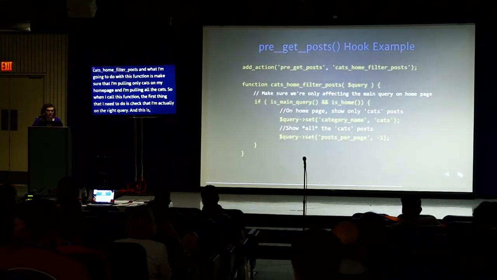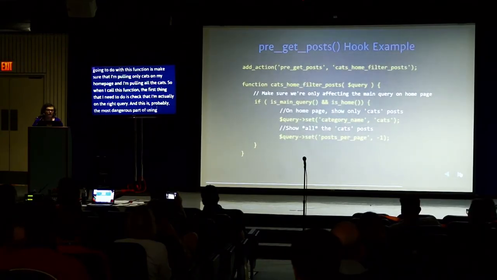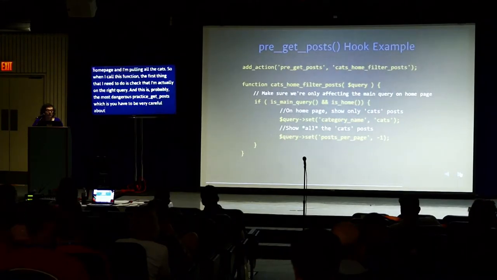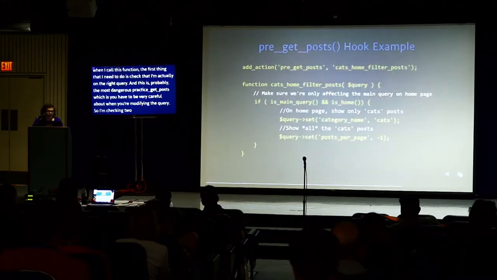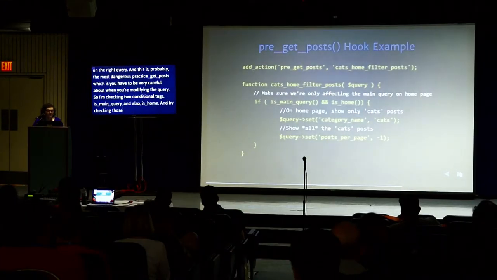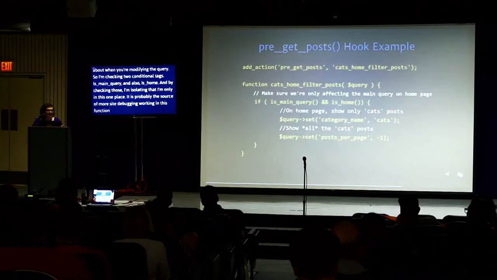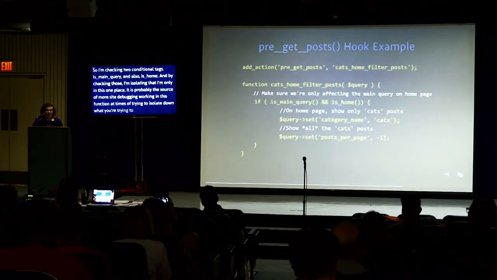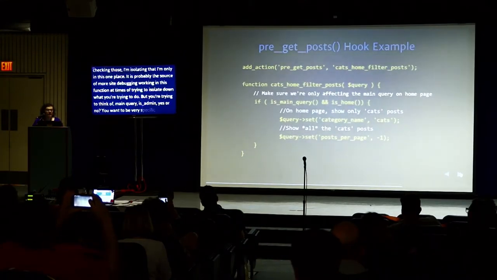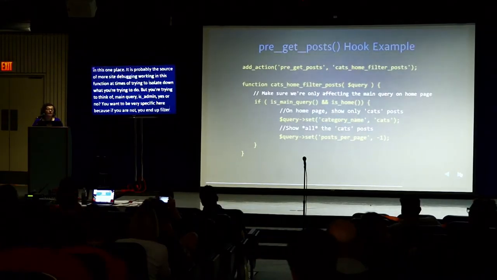And this is probably the most dangerous part of using pre_get_posts: you need to be very careful about when you're modifying the query. So in this case, I'm checking two different conditional tags, is_main_query and also is_home. And by checking those, I'm isolating that I'm only in this one place. It is probably the source of more site debugging, trying to isolate exactly down to what you want to do. But the main things you want to think about are: is_main_query, is_admin, yes or no? You want to be very specific here, because if you are not, you end up filtering content in a lot of other places.